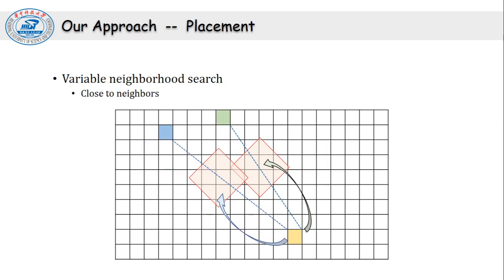The second neighborhood is to get close to the adjacent tiles. When the distance and cost between neighbors are small, we consider moving the current tile towards its adjacent tiles. For the same reason as above, we only move to the middle area.